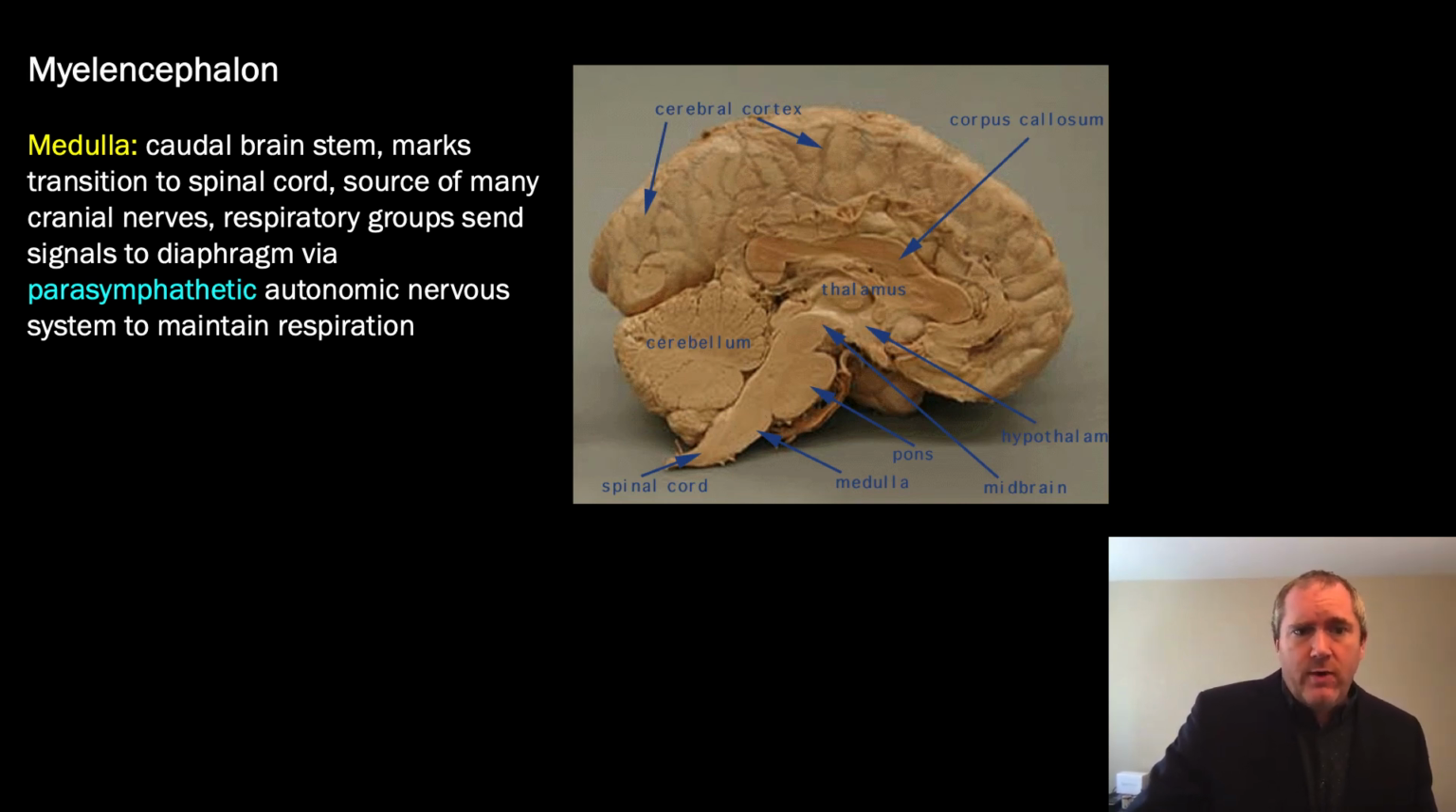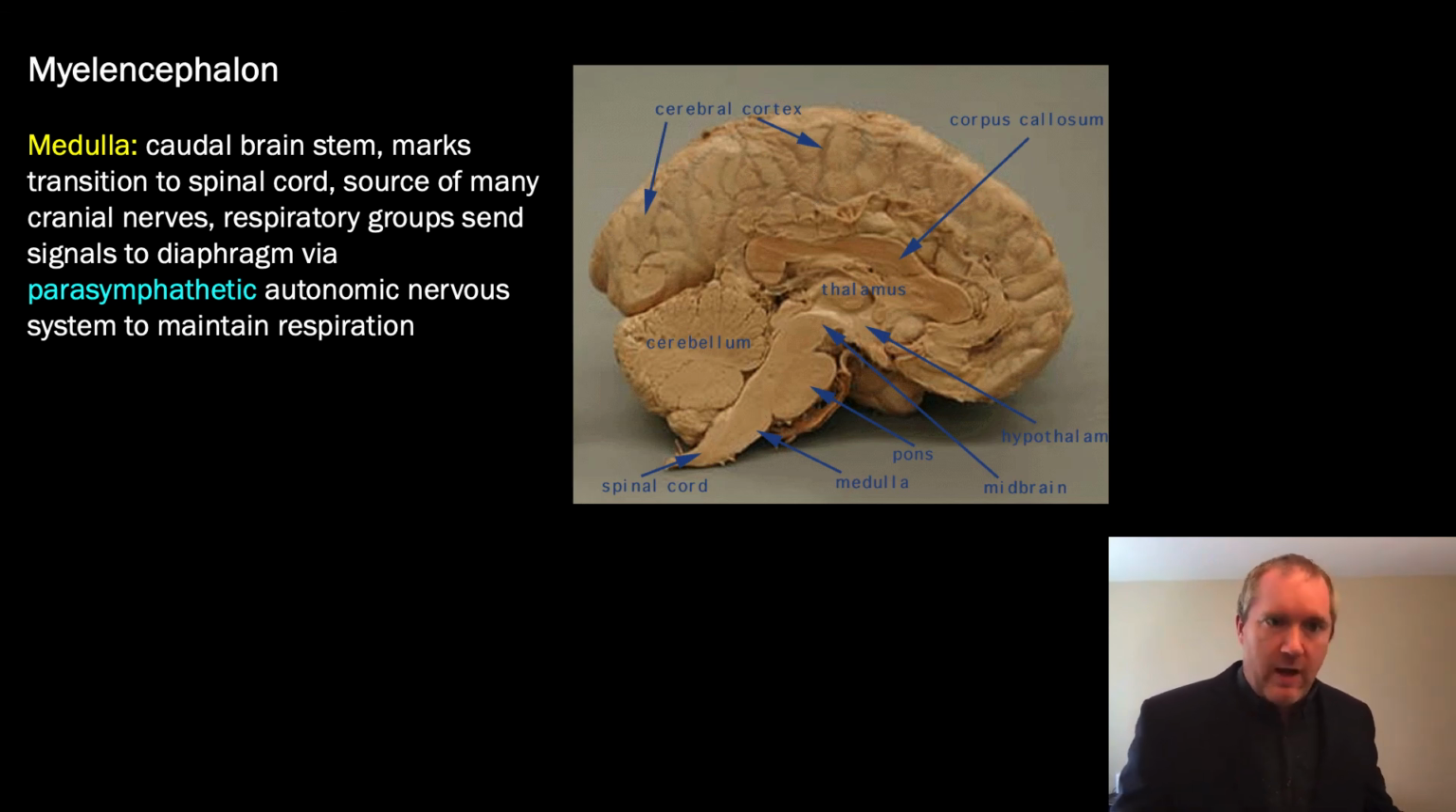This caudal region or ventral region of the brainstem, again, depending on if you're talking about a rat or a human, marks the transition to the spinal cord and is the source of many cranial nerves, including those that go to the tongue, amongst other things. I've already mentioned the respiratory groups of the medulla send signals to the diaphragm through the parasympathetic autonomic nervous system to maintain respiration. You might also be interested to know what happens if the medulla is damaged. First of all, you can die.